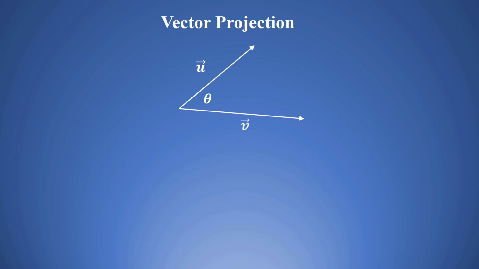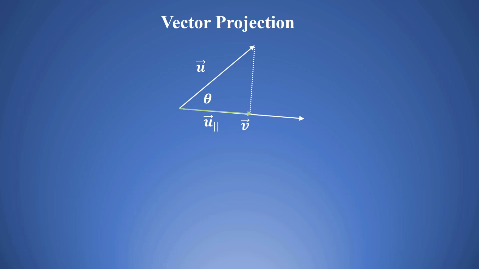Let's take a look at two non-zero vectors u and v. The projection of the vector u on vector v is defined as the vector that points in the direction of v and has the magnitude given by the shadow cast by u. The projection vector is parallel to the vector v. These are three steps to find the vector projection in the v direction.